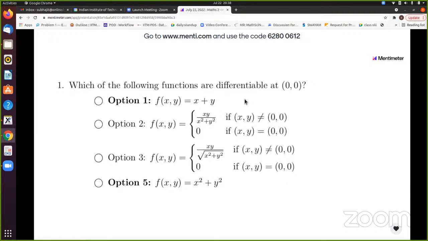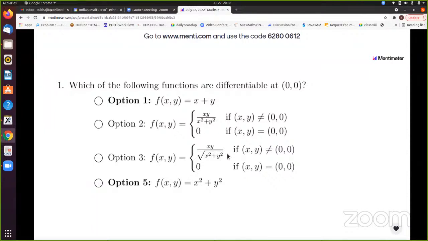But some questions we cannot know, like xy upon x square plus y square. This is not a continuous function. So if you know this is not a continuous function, my point is you can directly conclude that it is not differentiable. You don't have to check it further.